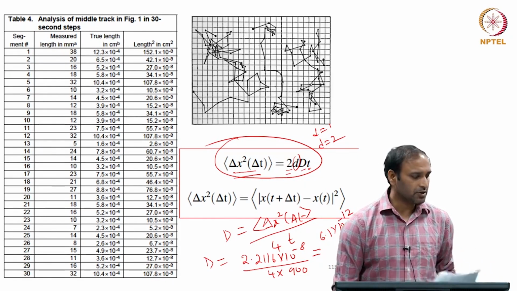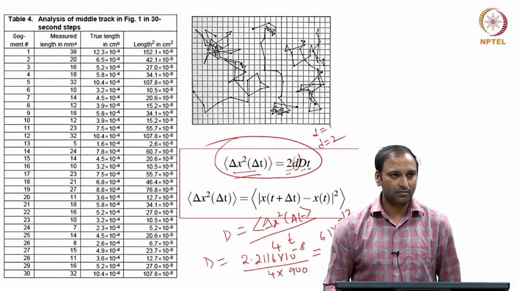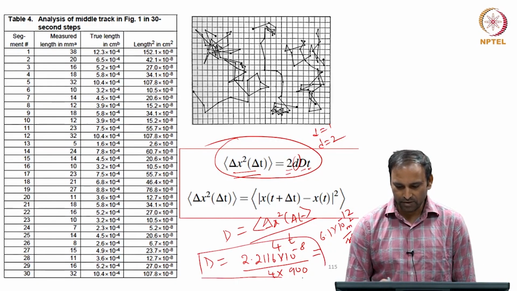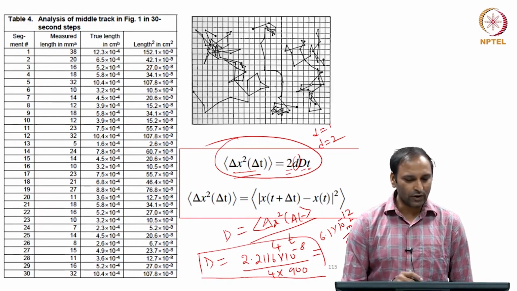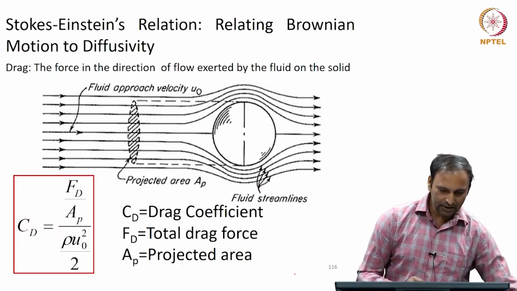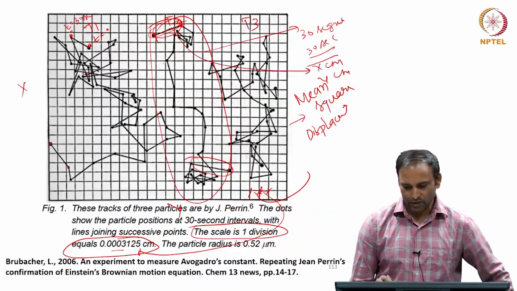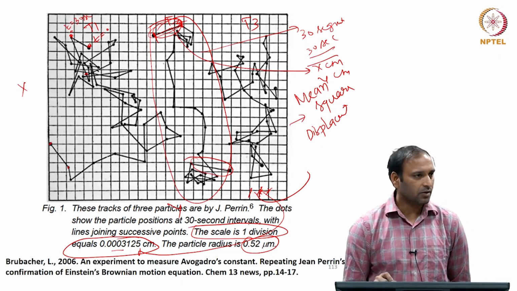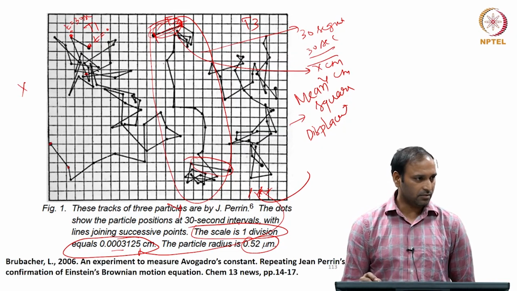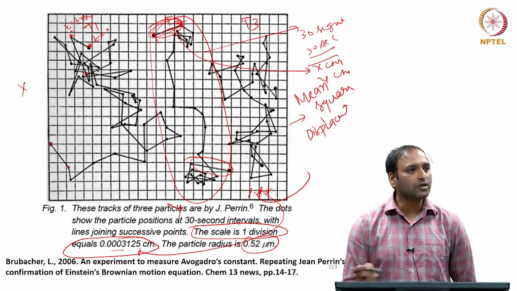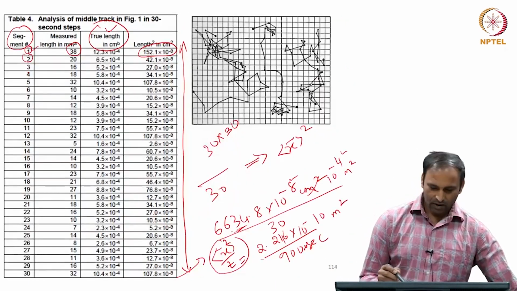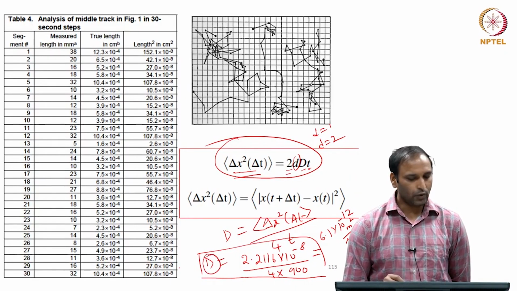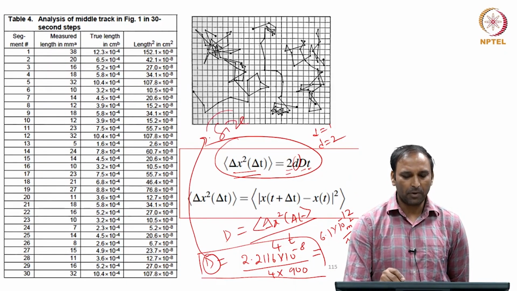Now, you can ask the question, why do we need diffusivity? It turns out that I can use these diffusivity measurements for calculating the size of the particle. Perrin did experiments with particles whose size was known, 0.52 micrometer was the size of the particle. Now, if you do not know this size, I can use these mean square displacement calculations, from which I can get diffusivity, to estimate the size of the particle.